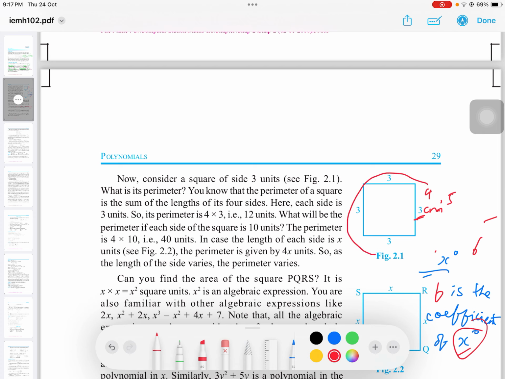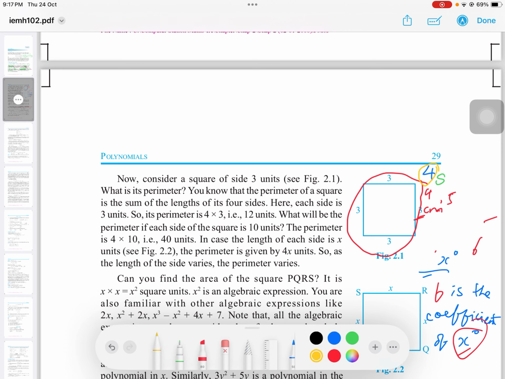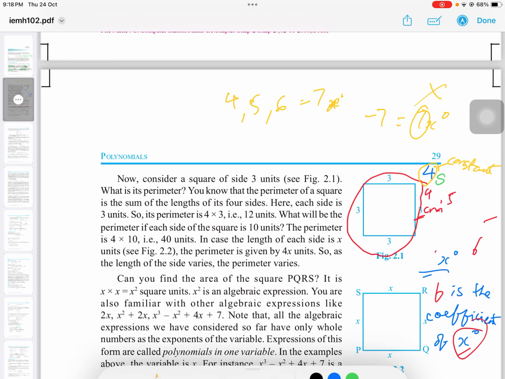But for calculating the perimeter of a square, 4s is the formula, where 4 is the constant. In the examples we just saw, 4, 5, 6, minus 7, all these are constants. Whatever you do, if either is always equal to either, this thing is not going to change. That's why it's a constant polynomial.